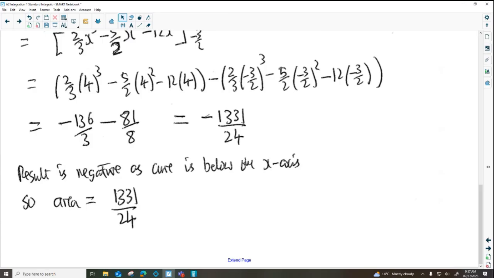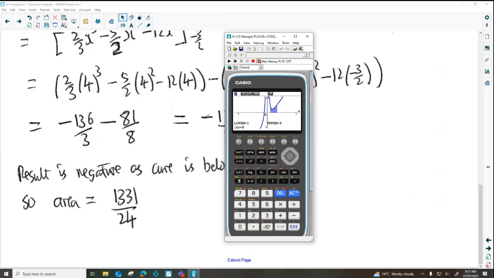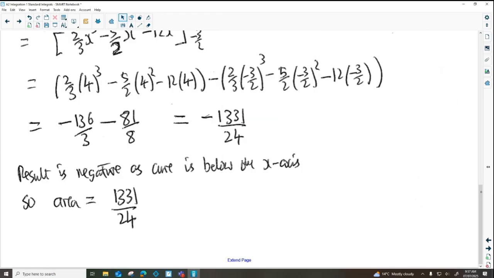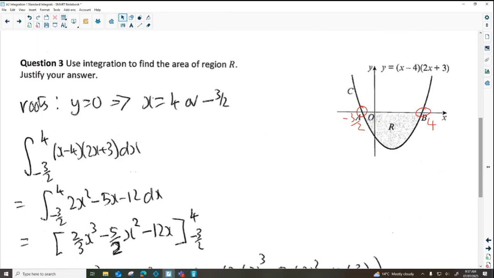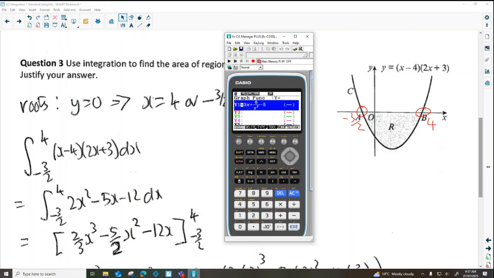Now, again, you can check this by using your calculator. I'll just do it in graph mode. So the graph we were interested in this case was this one here. Y is brackets x take away 4 brackets 2x plus 3. And if you draw that, you'll see this, which is fine. I can go down a little bit if you want to make sure you've got all of the area in.